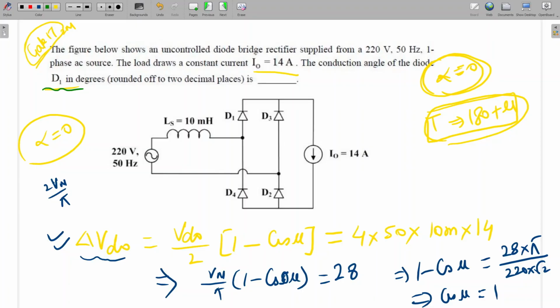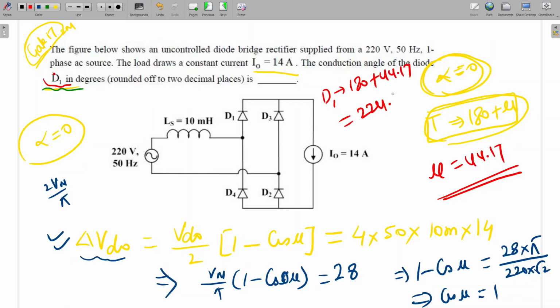So this will be 0.7172 something it will come. Yes, sir. 0.7172, that will be 44.17 something. So mu will be how much? Mu will be 44.17. So what will be the conduction angle of D1? See, they are asking conduction angle of D1 in degree. What will be that? 224.17, sir. Yes. So D1 will conduct for 180 plus 44.17. That will be 224.17. This will be the answer.